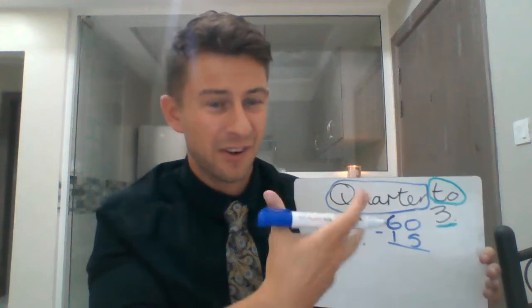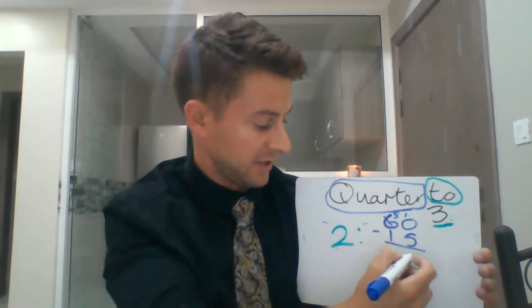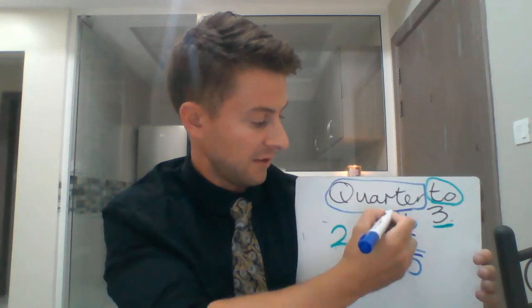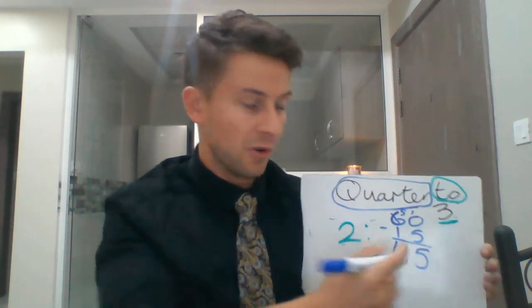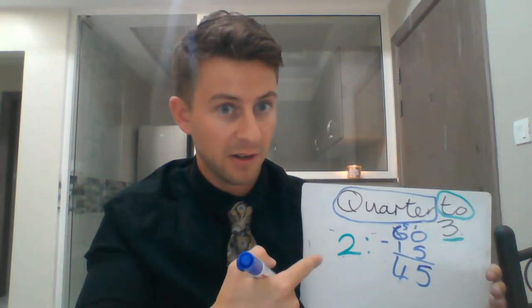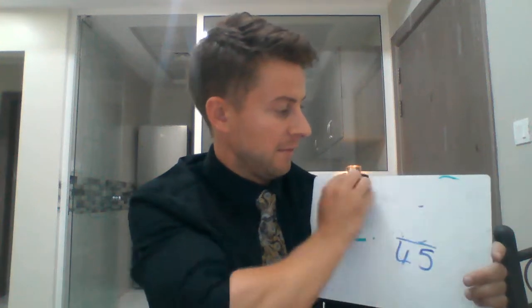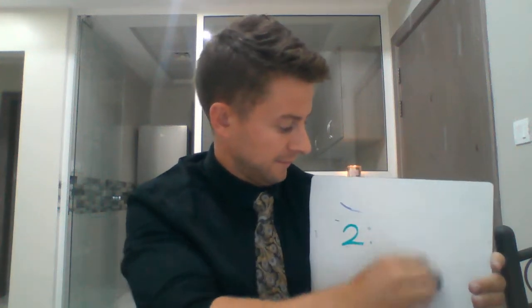Can I take 5 from 0? No. So I've got to borrow 1. 5 from 10 is 5. 5 from 1 is 4. Maybe pause this now, get this in your book, because I'm about to rub some of it off. Well done. I'm just going to fill in my answer correctly.